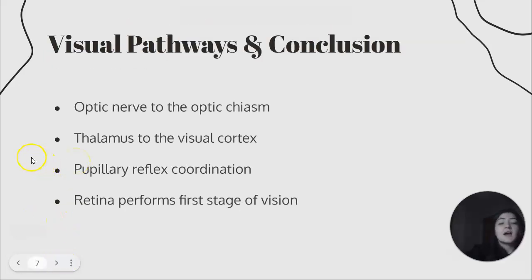Okay, and then on our final slide, I want to talk about the visual pathways and wrap it all up. Once the ganglion cells generate these action potentials, signals travel through the optic nerve to the optic chiasm, where information from each eye is partially crossed, if that makes sense. The signals then pass through the lateral geniculate nucleus of the thalamus, finally reaching the visual cortex in the occipital lobe. Some fibers branch off to control reflexes, such as the pupillary light reflex, where light entering one eye causes both pupils to constrict.